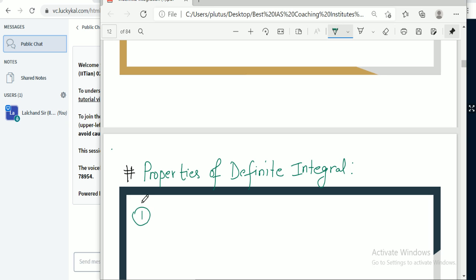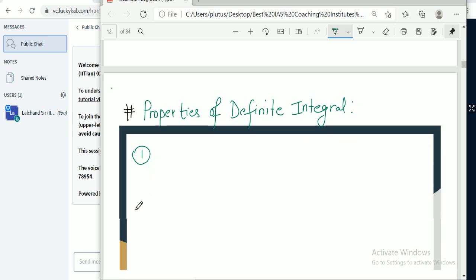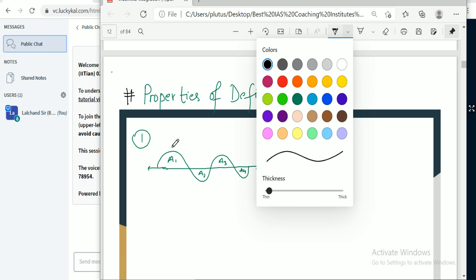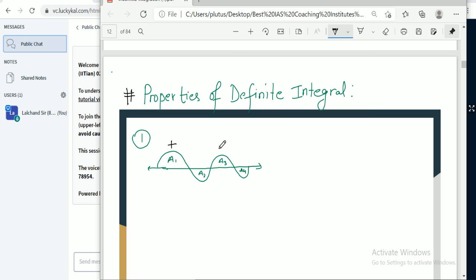So what is the first property? First property is about area. Let's suppose we have a curve like this. This is A1 area, this is A2 area, A3 area, A4 area. If we take the area above the x-axis, that is positive area, and that is positive area.